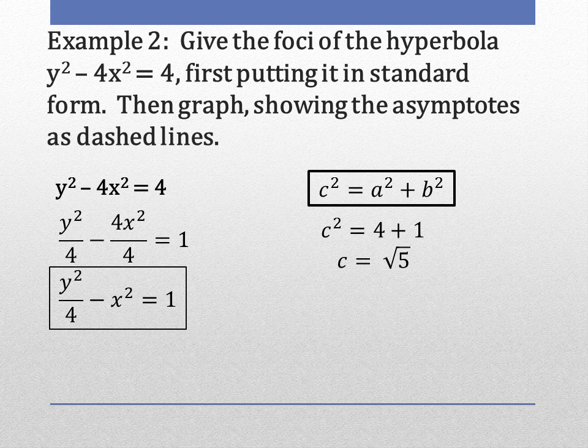Now since y comes first, it is the y-coordinate of the center that gets changed. And the y-coordinate of the center is 0. The x-coordinate is also 0. So we will have (0, negative square root 5) and (0, positive square root 5) as our foci.